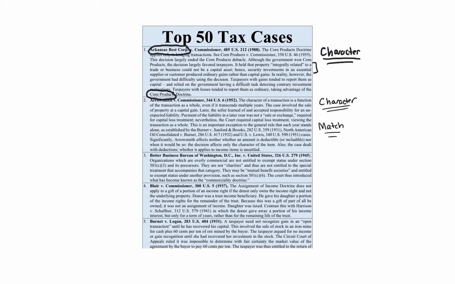All right, the next one, Better Business Bureau of Washington, D.C. versus United States. This one, I wouldn't say there's a general one of the 5 questions. It's many questions, I would say. Many of the 5 questions it addresses. But the main thing is that when you think about tax-exempt organizations, this case basically lays out the principle that organizations which are overly commercial are not entitled to Section 501(c)(3) tax-exempt status. All you need to know from that case. Okay, number 4, Blair versus Commissioner.